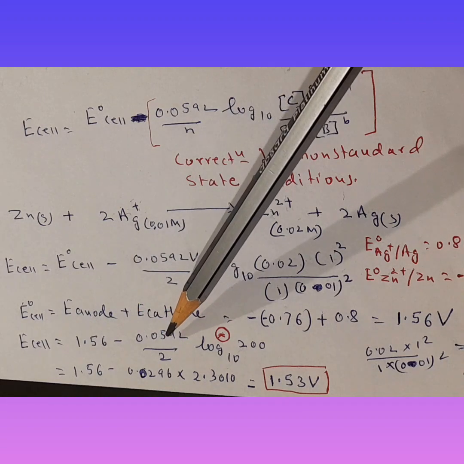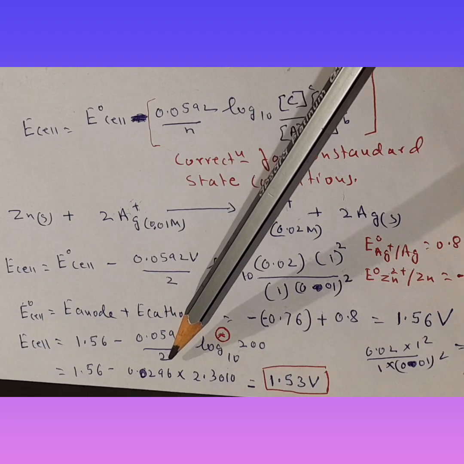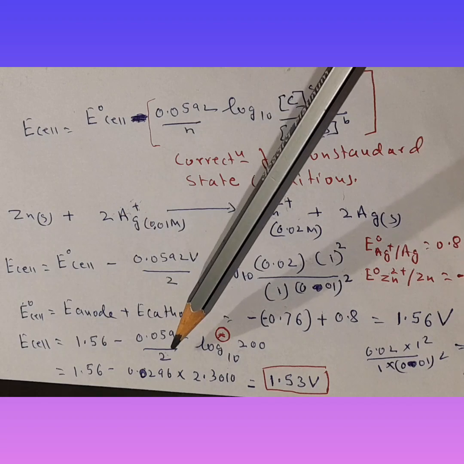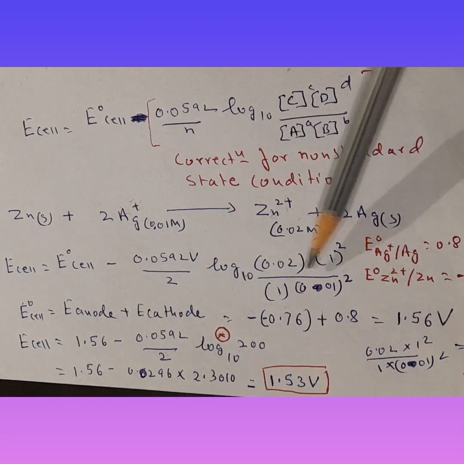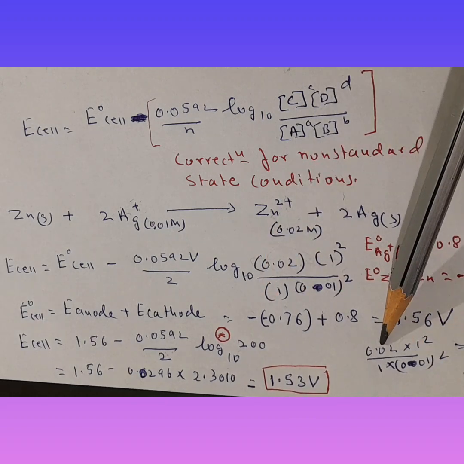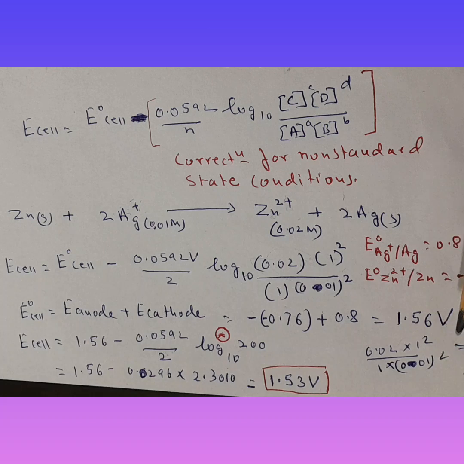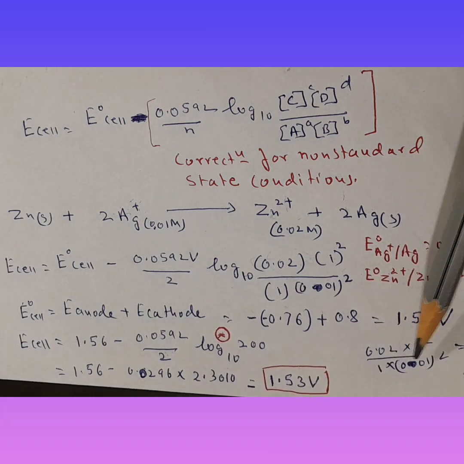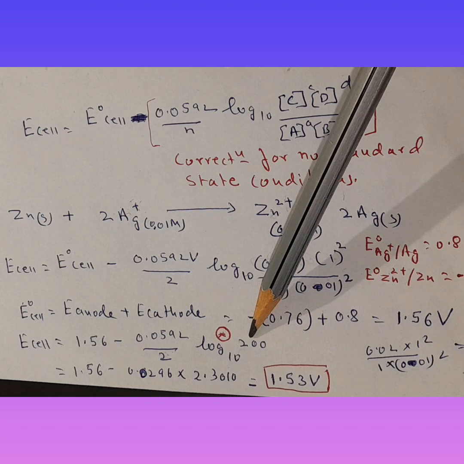This is the constant value, and n is 2. Why 2? Because 2 electrons are involved in the redox. I have just shown you a bit of calculation over here, how to do this calculation: 0.02 into 1 square upon 1 into 0.01 the whole square. So you can remove the decimal here and the 1 square, so it comes to 2 upon 0.01, which comes to 200. So we got this 200 over here.